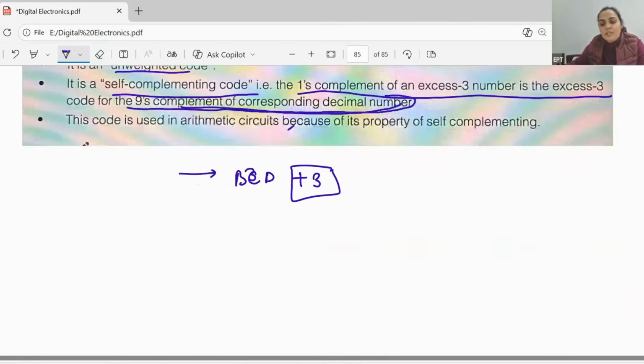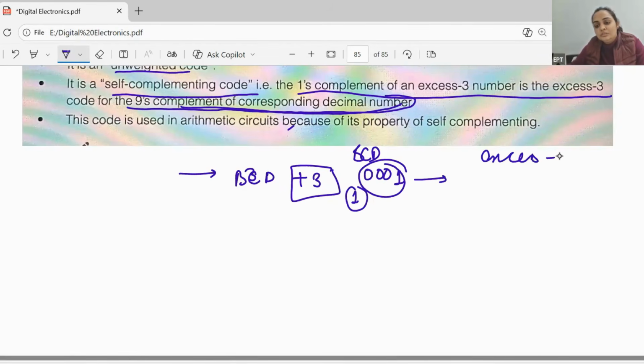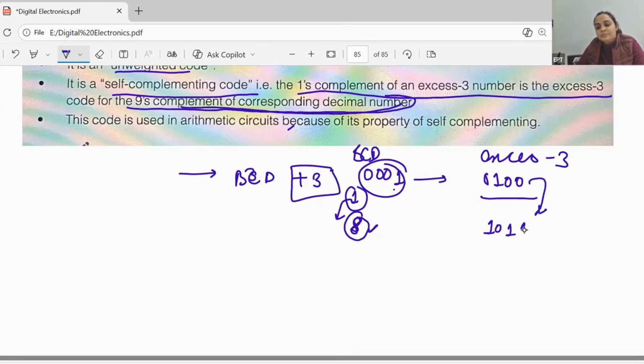Let us take an example here. Suppose I have 1, BCD 1. And what is the XS3 representation of this one? Plus 3, so this is going to be 0100. Now I will find the nines complement of this one. The nines complement of 1 is going to be 8. Now let's take the complement of this one. So this is going to be 1011. This is nothing but the XS3 representation of this 8.